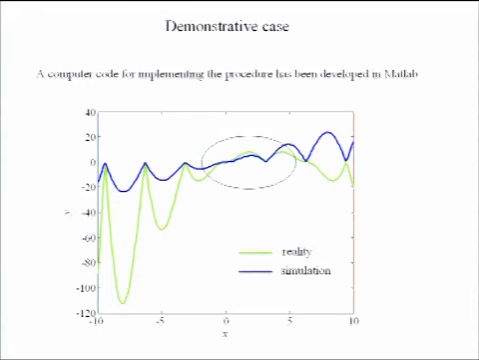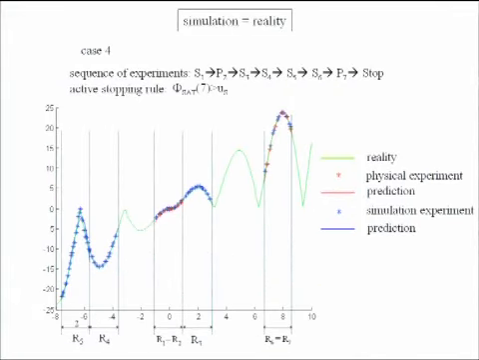Reality is here, this one, the green. And the last case, always simulation equal reality. We start here. This is the usual start. Then here we jump here. There is increase here at the border, so I run another simulation experiment here. There is no increase possible, so I jump again here. I found the maximum.